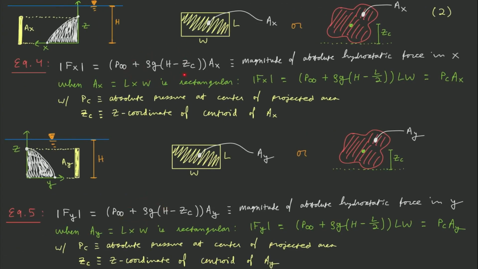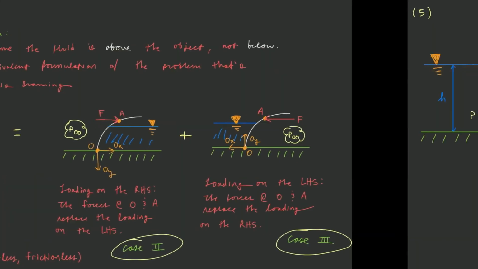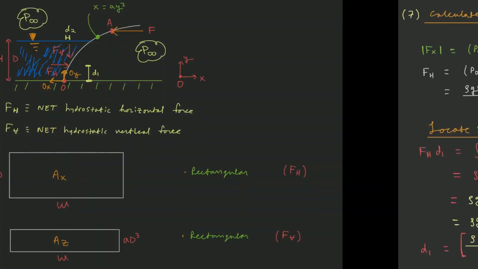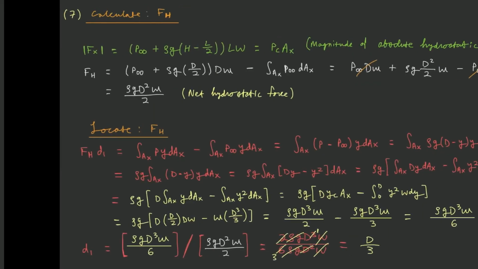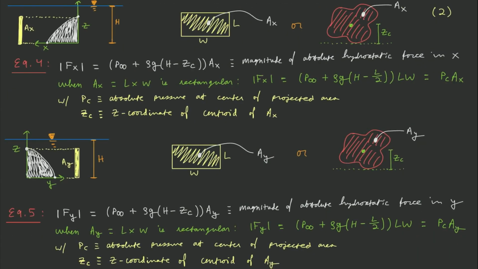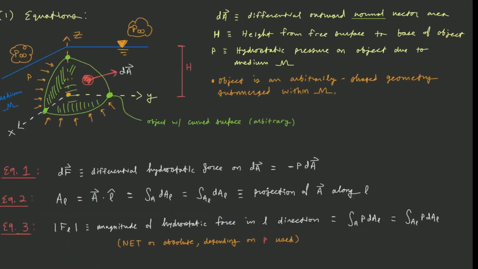You get that from this equation right here, and that includes the effects of the atmosphere. But since we defined in our free body diagram that we don't want to include the effects of the atmosphere, we want the net hydrostatic horizontal force, we need to subtract the effects of the atmosphere from that equation. And what is our equation for a general hydrostatic force on a surface?